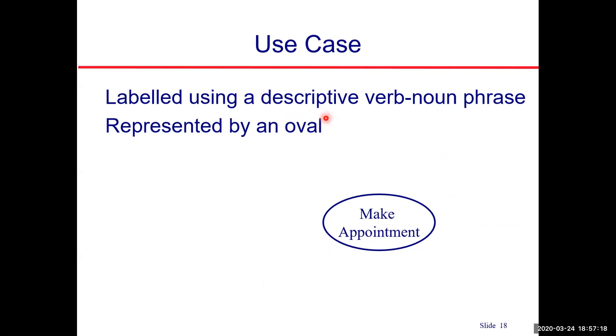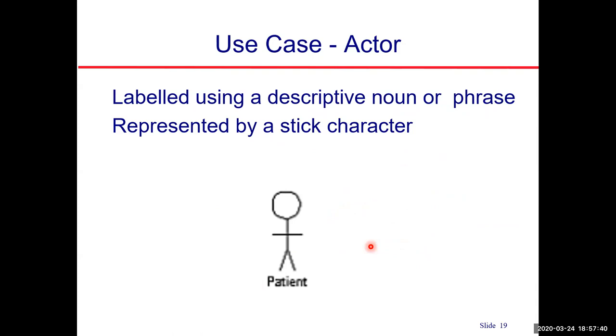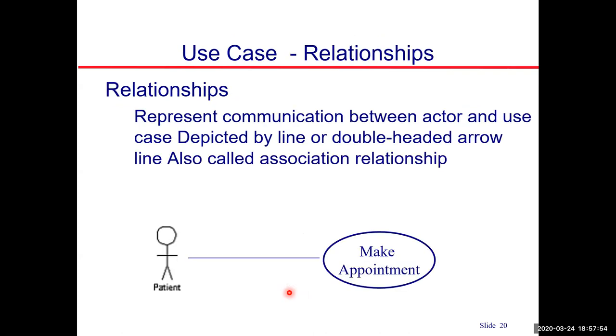So labeling uses a descriptive verb noun phrase, like make an appointment, represented by an oval. Verb and noun phrase: make appointment. Make, it must start with a verb. So in the stick figure here, the actor, I put P, patient underneath; I must specify who the actor is. So patient, we have a communication line, make appointment. This represents that the patient wants to make an appointment inside the system.